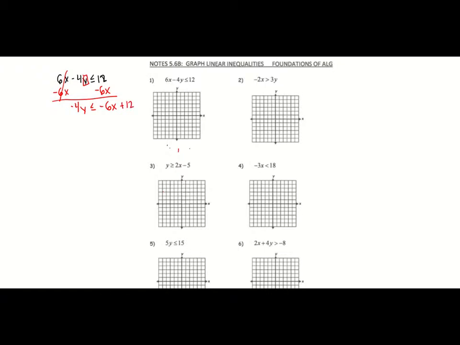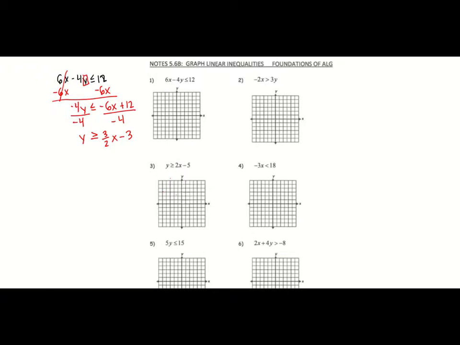Now I need to get rid of my negative 4 times y. The opposite of multiplication is division. So I'm going to divide by negative 4. Now remember our rule with inequalities when it comes to multiplying and dividing by negative numbers. I need to flip my sign. Then negative 6 over negative 4 is 3 over 2, x minus 3.